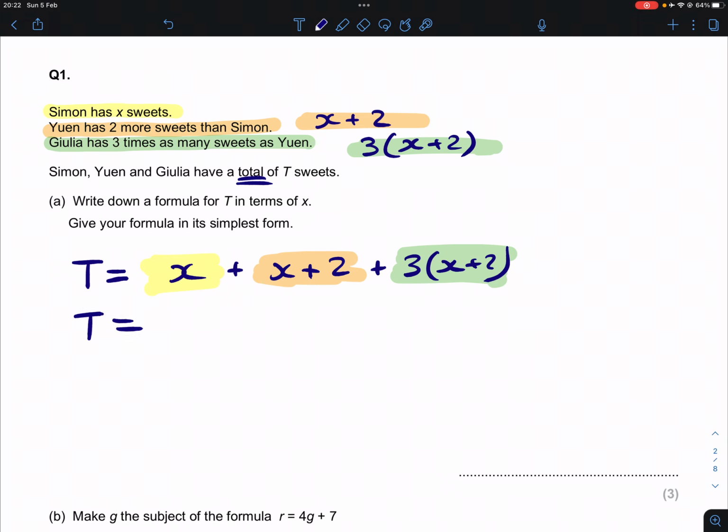If we break out the brackets, we're going to end up with a 3x and a 6. We can also add these 2 x's together on this line while we're at it. So we have a 2x plus 2. And then adding together the 2x terms here is going to give us 5x. And adding the plus 2 and the plus 6 will give us plus 8.